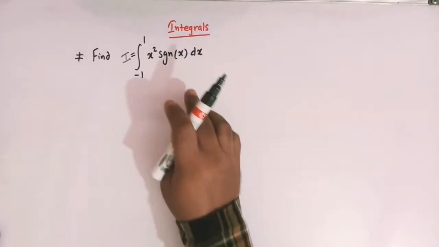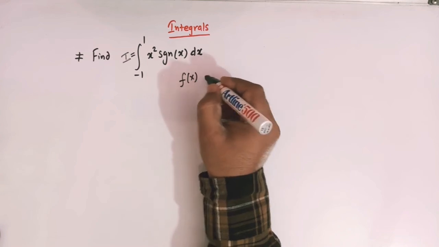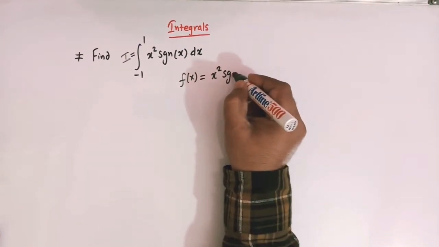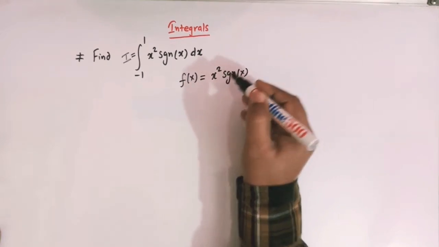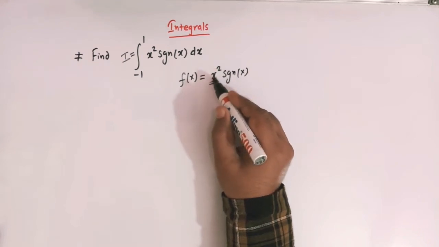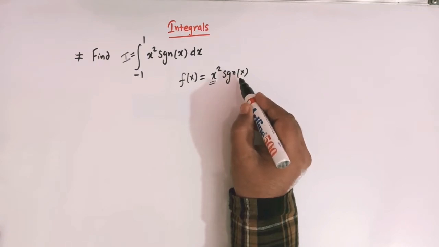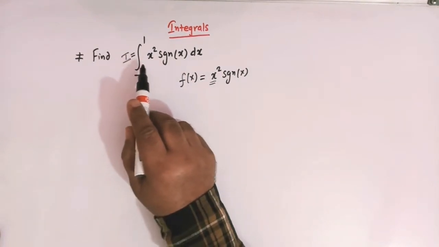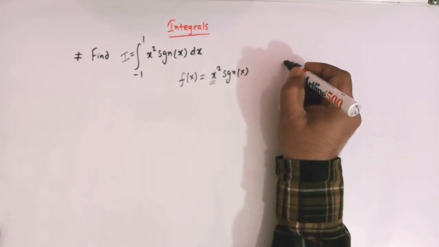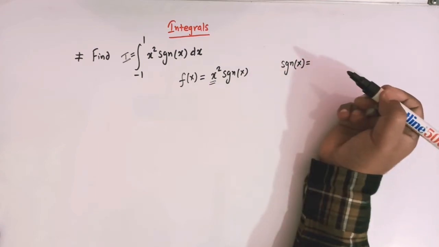Now here we see that our integrand, the function f of x, is equal to x square times signum of x. So this is the product of two functions. This is a quadratic function, that is x square, and this is the signum function. So before calculating this integral, we'll first see the definition of the signum function.